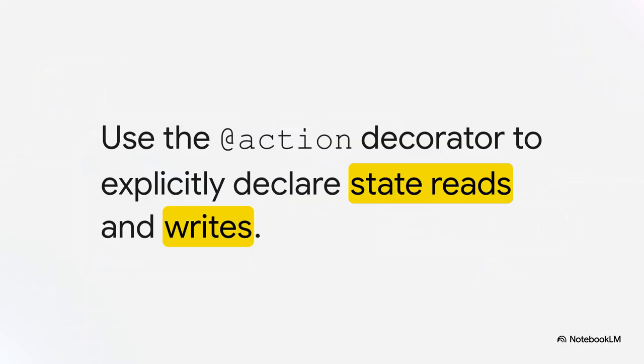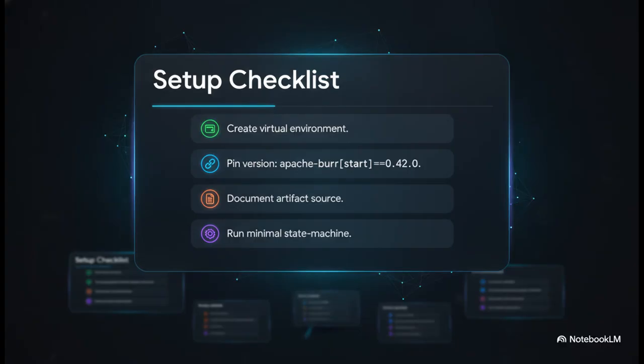There is zero magic here. It's just a pure, trackable Python function returning a fresh, updated, immutable state object. To wrap this whole explainer up into a definitive, reproducible setup card for your team, always create an isolated virtual environment. Install Apache Burr with whatever extras you need, but prioritize pinning the exact version, like 0.42.0. Because remember, incubating projects move fast.